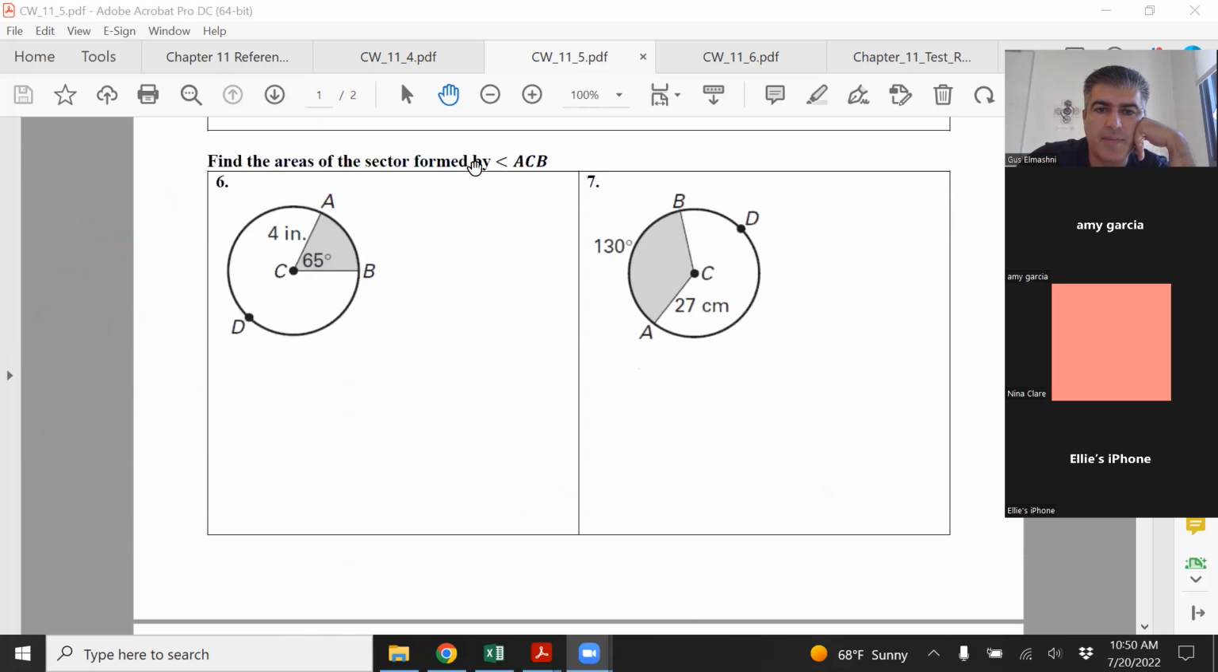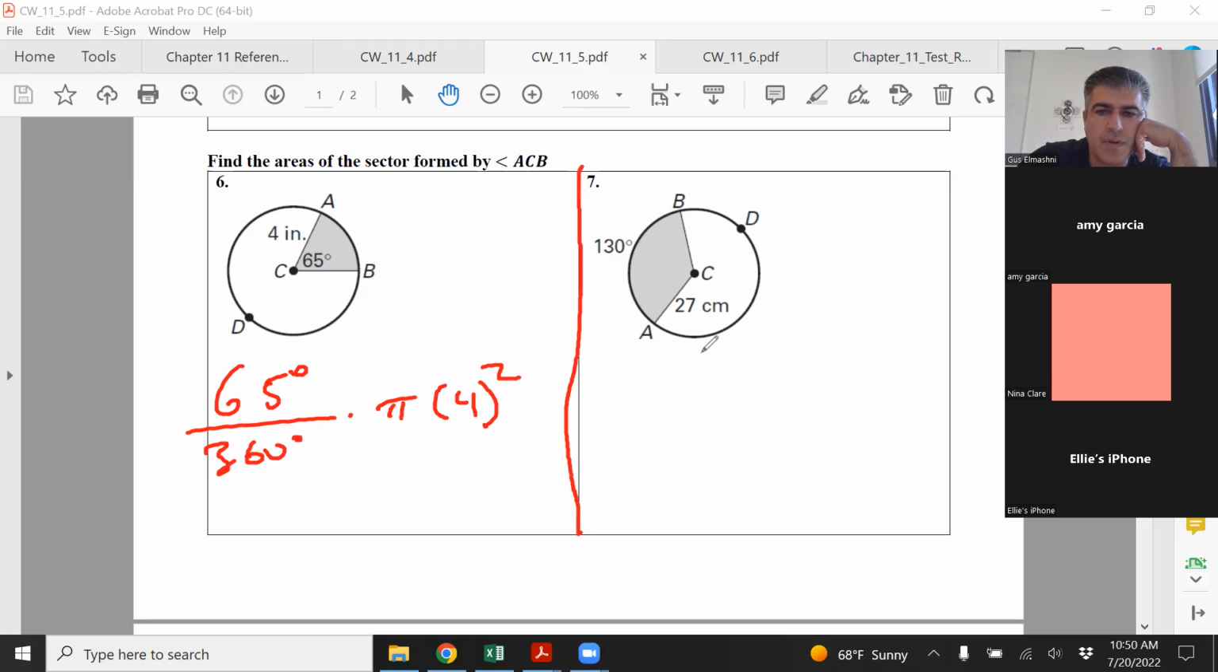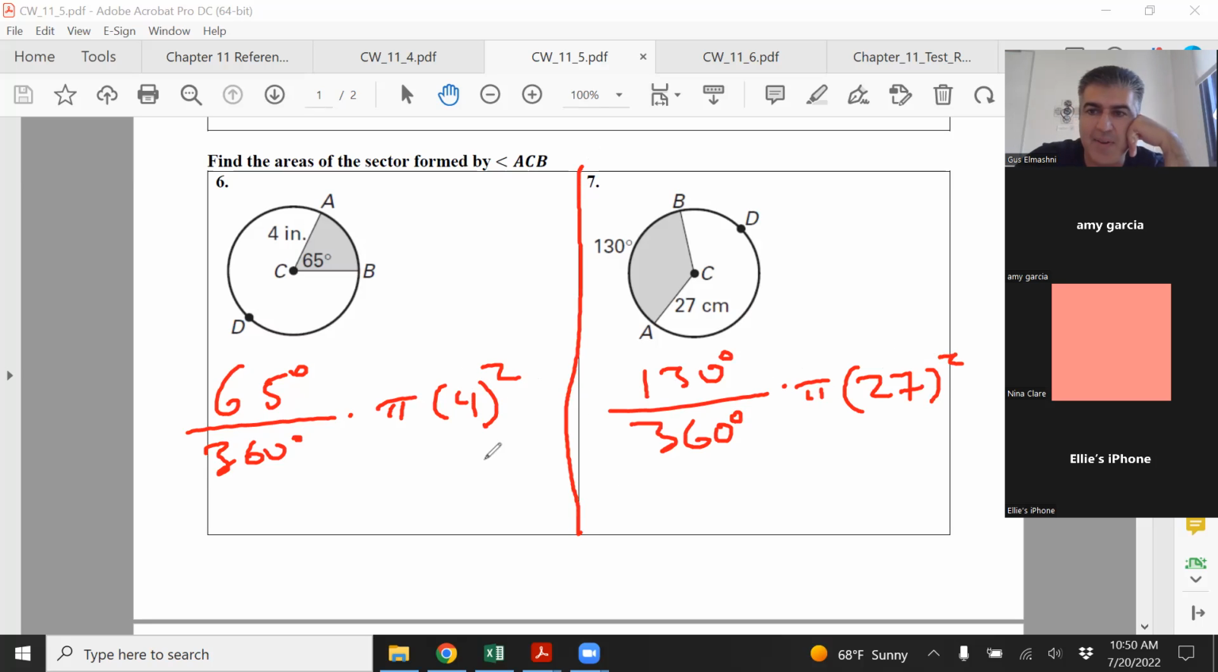Now, arc length. Remember, you take the central angle, divide by 360, and multiply by pi r squared. You can do likewise over here. It's not that hard. It's very, very straightforward. And just punch in your calculator, see what the calculator says.